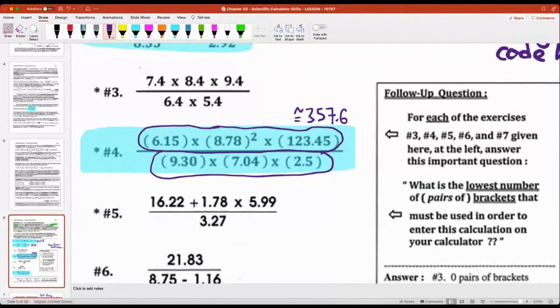Nicholas, what's going on? Sir, I just wanted to say to the guys that you don't necessarily have to do the top section and then the bottom section separately. You can simply do a double bracket at the beginning of entering the numbers. So instead of one bracket before the 6.15, two brackets, and then a double bracket at the end of 123.45, and then enter in the second set of operations, and you get your answer. Thank you, Nicholas. I like your style.